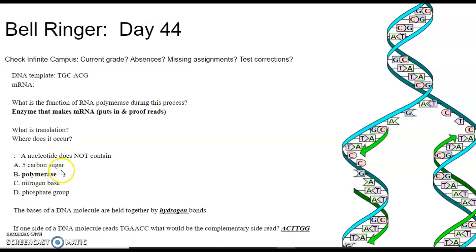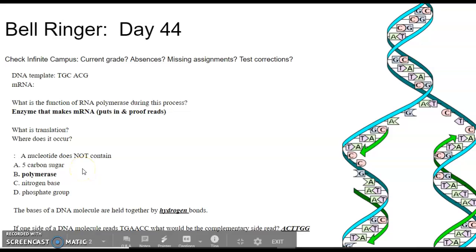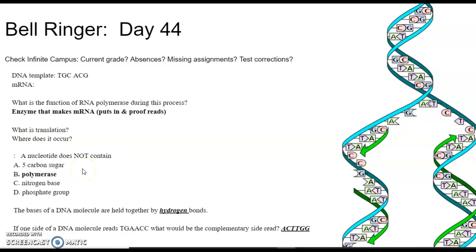Okay, the polymerase was not part of the nucleotide. Remember, polymerase is what we were talking about up here. It's the enzyme that's going to go in and put down those complementary bases and then proofread them. So the nucleotide does not contain polymerase. It does contain a sugar, a phosphate, and a base.